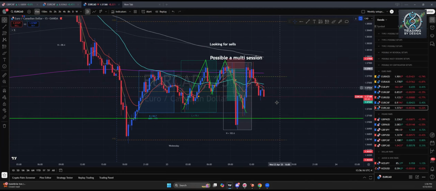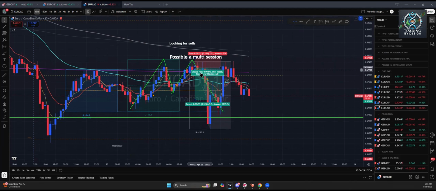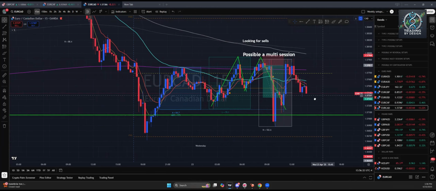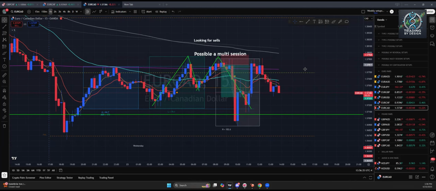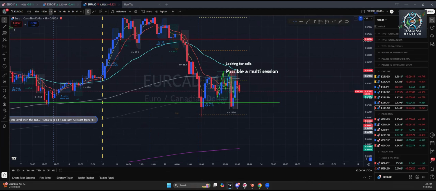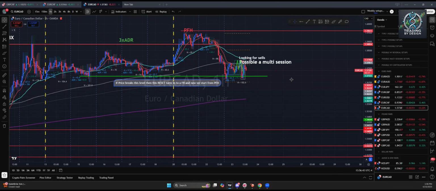Next pair, we have the Euro CAD. As you can see, Euro CAD made a multi-session in the New York, making this the second leg. With this pair, I was able to get 49 pips off this trade. Price kept going down. We were coming from a peak formation high. Still expecting more sells for this pair until we meet 3 times ADR.